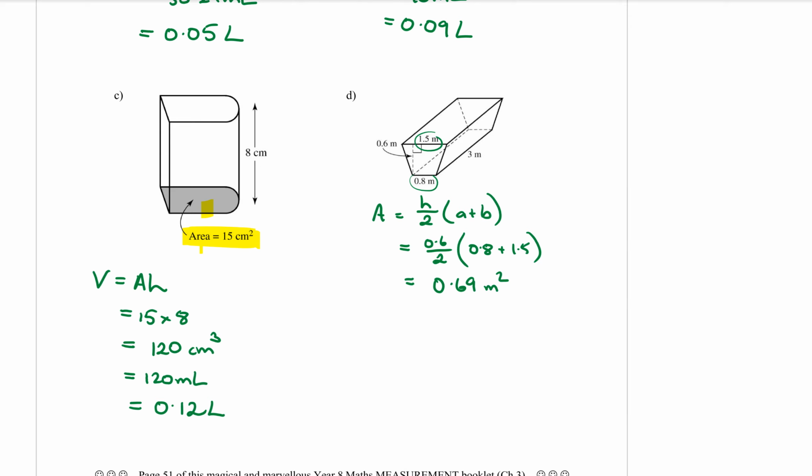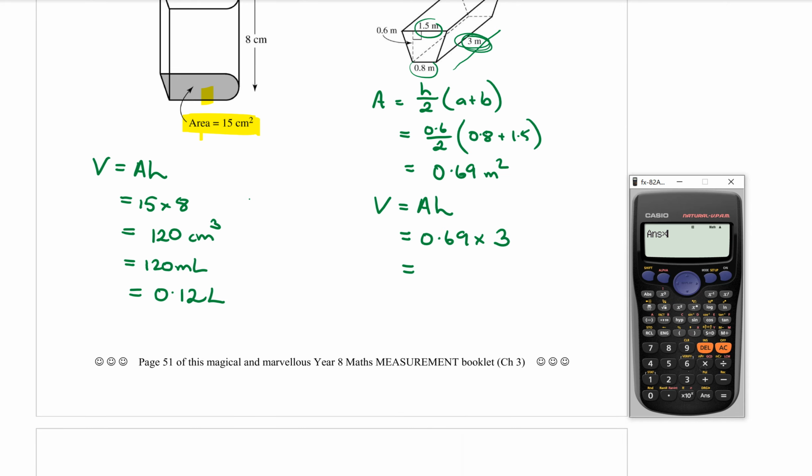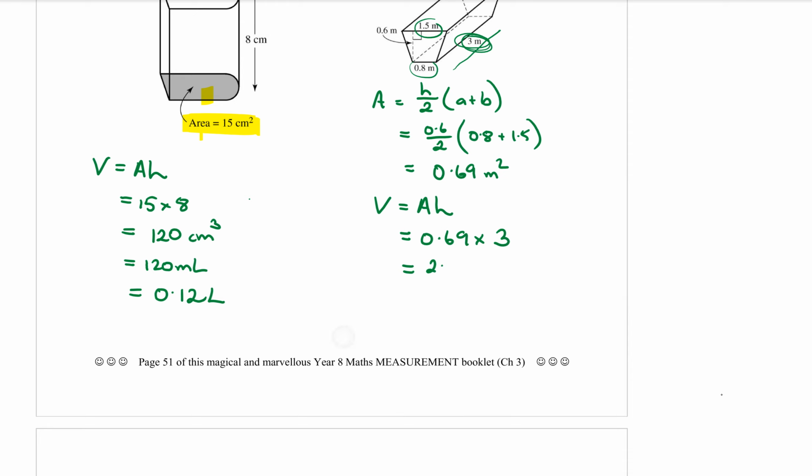Then I can find the volume of that prism using the V equals AH. The area is the 0.69 that I just found. The H is the height going back, which is this 3 meters here. So 0.69 times 3 is 2.07 meters cubed. Now, I haven't had a meters cubed one yet. Meters cubed are the same as kiloliters. Kiloliters are 1,000 liters, so we times that by 1,000 to get 2,070 liters.